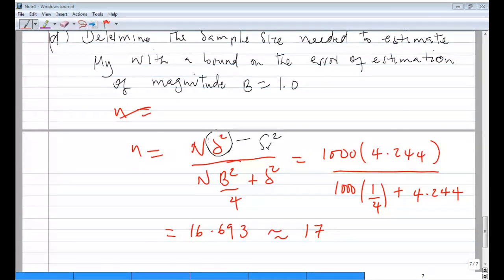Are we together? Any question before we go to the last example? Why do we use the sample variance instead of the population one? Because we don't have the true population variance. Do we have the true one? No, we don't have. So we use the estimated one.